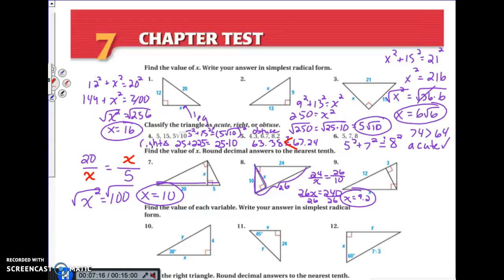Alright, so I hope that made sense to you. Because again, I had to put a lot of thought into that one. Sometimes you just have to use Pythagorean Theorem first. But again, there might be an easier way to do that. Number 9.